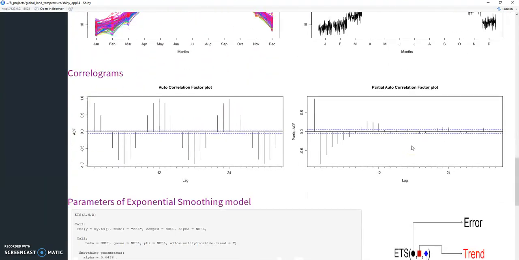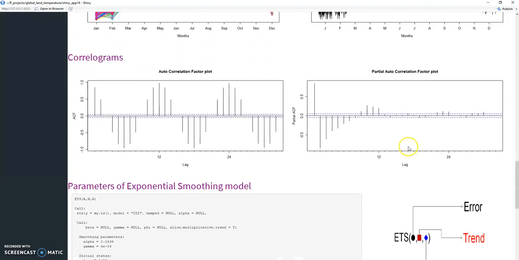Now let us next look at the correlograms. We have two graphs over here. On the left, we have the autocorrelation function plot, and on the right, we have the partial autocorrelation plot. The autocorrelation plot, or the ACF plot, shows that there is a periodicity in this time series, in the sense that we can see spikes at 6, 12, 18, 24, and so on.